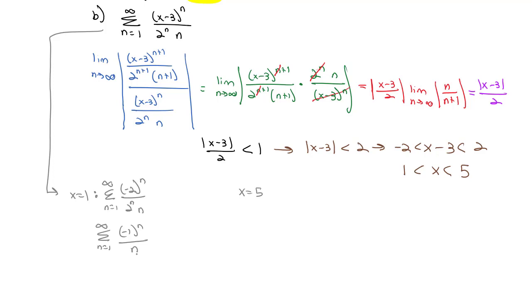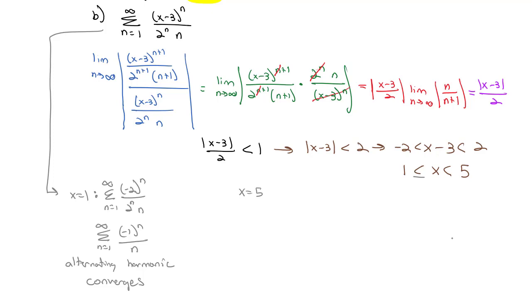And you might recognize this as the alternating harmonic series, which we should remember converges. So we can add an "or equals to" on the 1 because the series does converge when x is equal to 1.